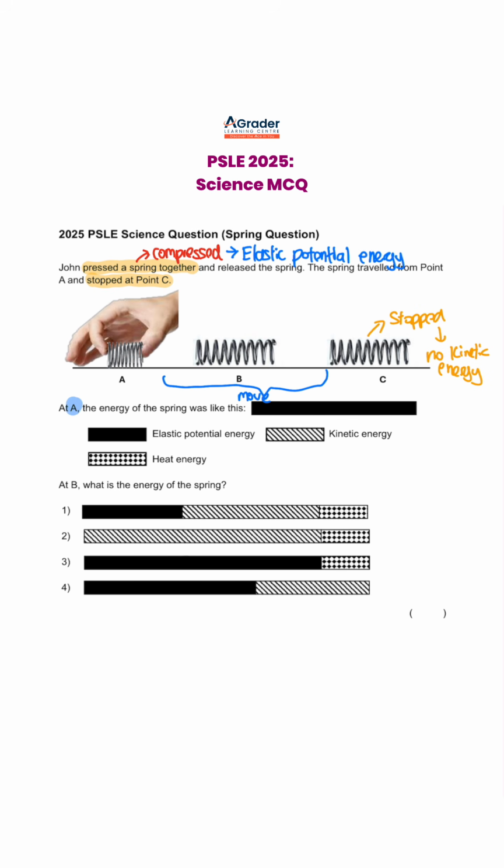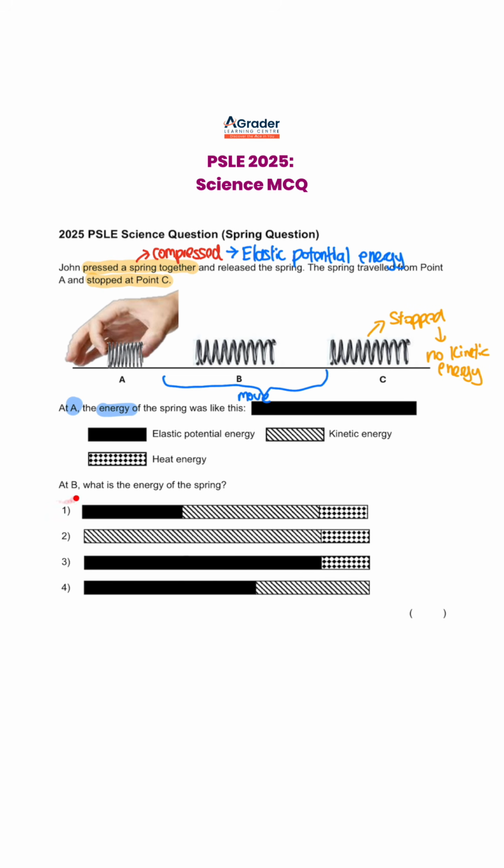At A, the energy is as shown, which actually shows you that all the energy at A is elastic potential. As I mentioned earlier, there is only elastic potential energy at A, as it is not moving yet. It is currently at A being compressed. So these tally with each other.